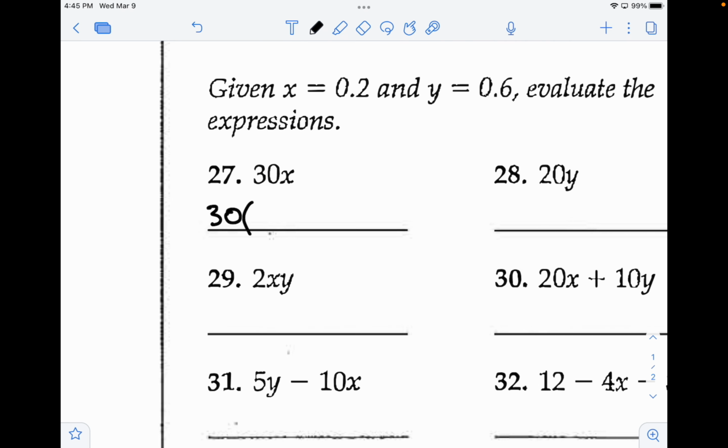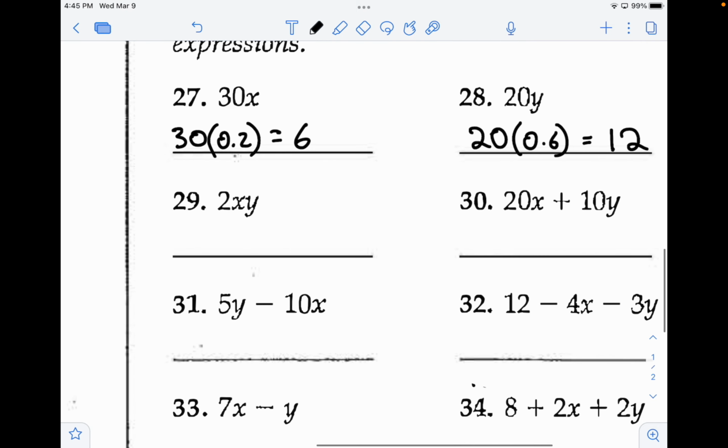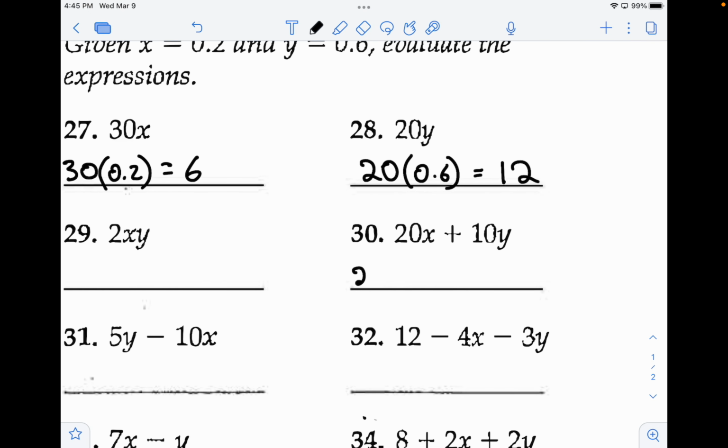Now you're going to want to use your calculator on these. 30 times 0.2, or 30 times 2/10. You plug that in your calculator, you're going to get 6. 20, substitute in the value for y, which is 0.6. Plug that in your calculator, you're going to get 12. Same thing here. 20, substitute in for x, which is 0.2, and then substitute in for y, which is 0.6.